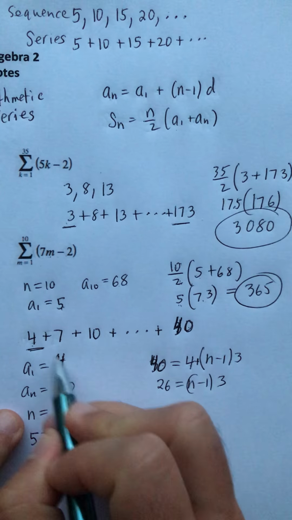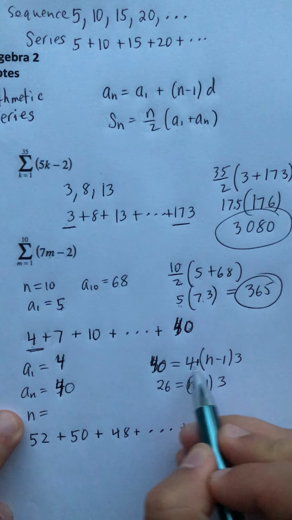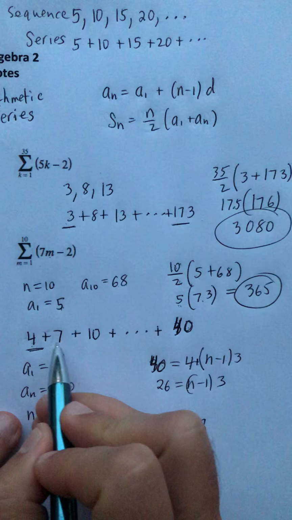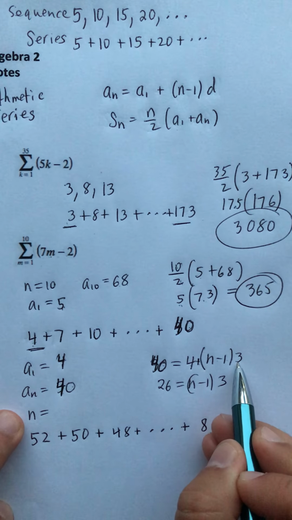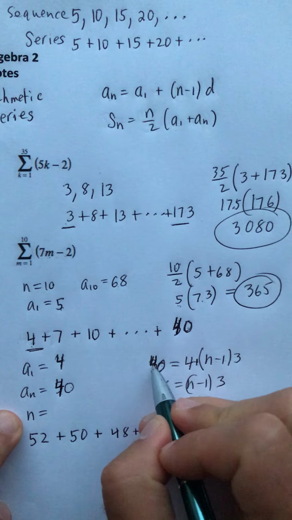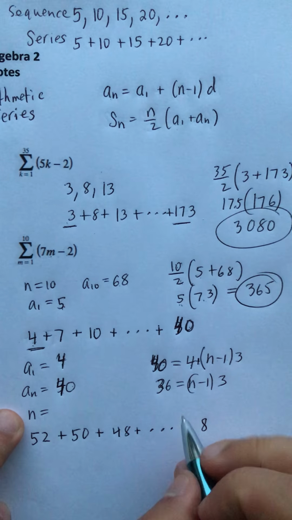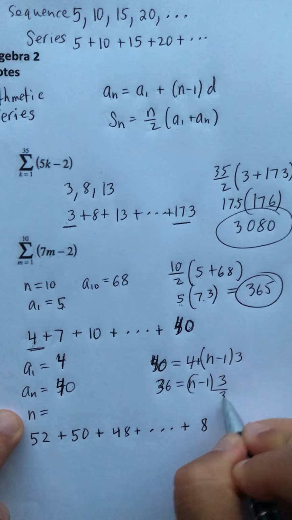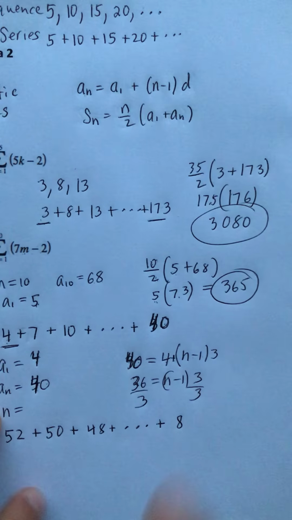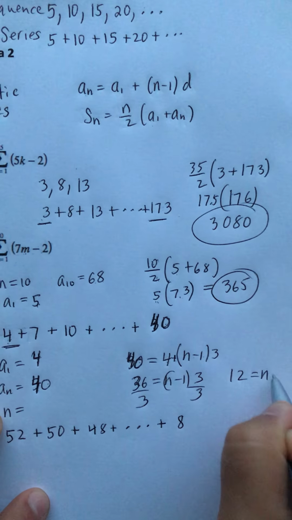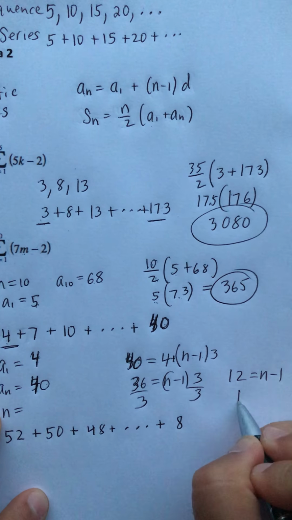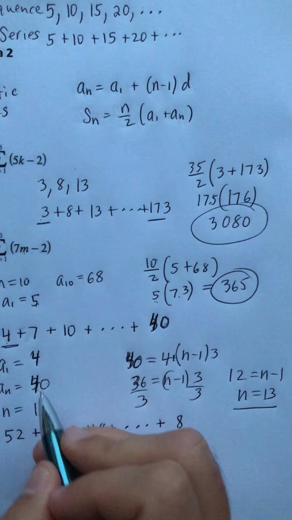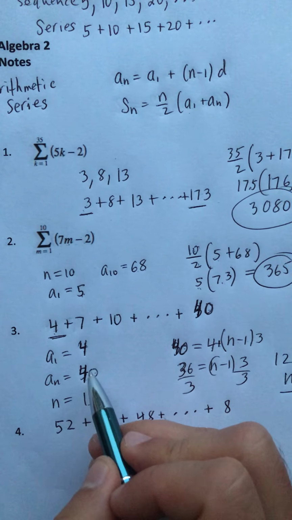I'm going to plug in 4 for A1 plus n minus 1 times the common difference. Well, the common difference, 7 minus 4, is 3. So subtract 4, 40 minus 4 is 36. So 36 equals n minus 1 times 3. Divide by 3. So 12 equals n minus 1. Add 1, and n is equal to 13. So now I have all the information I need to find the sum.